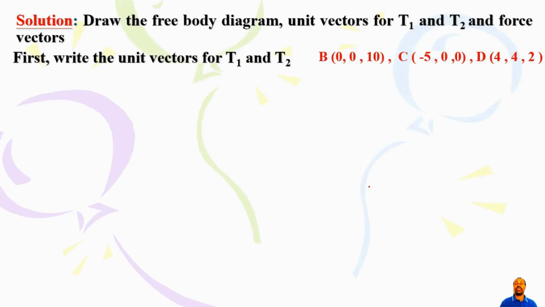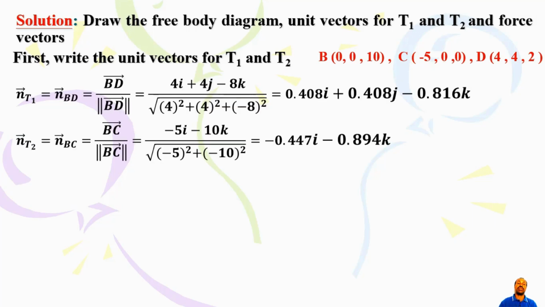Unit vectors for T1 and T2 and force vectors, we already have put. Then you should write this as a vector first. What is the unit vector of T1? It is BD divided by BD magnitude. BD vector, which is from B to D, so D minus B. You subtract D minus B. Clear? So D minus B: 4 minus 0, 4. 4 minus 0 again, 4. 2 minus 10, negative 8.